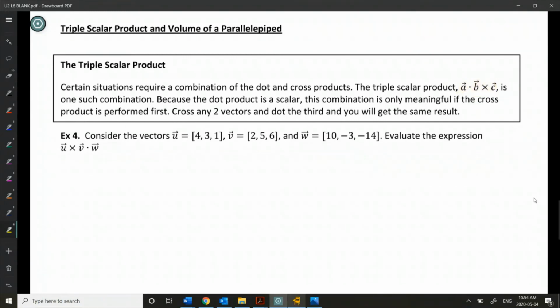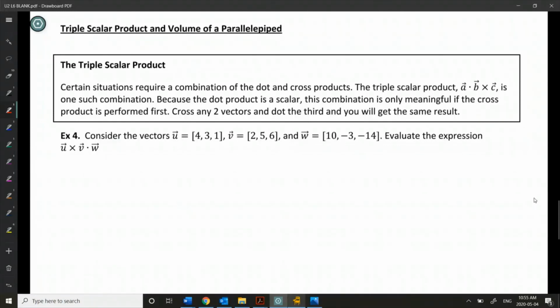The interesting thing about the triple scalar product is that it will give us the same answer no matter which way we do it. It will either give us the positive version of the answer or the negative version. Let's say our answer was 100. If we performed the cross product with two different vectors and dotted it with a third, maybe we would get negative 100. So you'll always get the same answer, but it might be the positive or the negative version, depending on the order that you do the triple scalar product in.